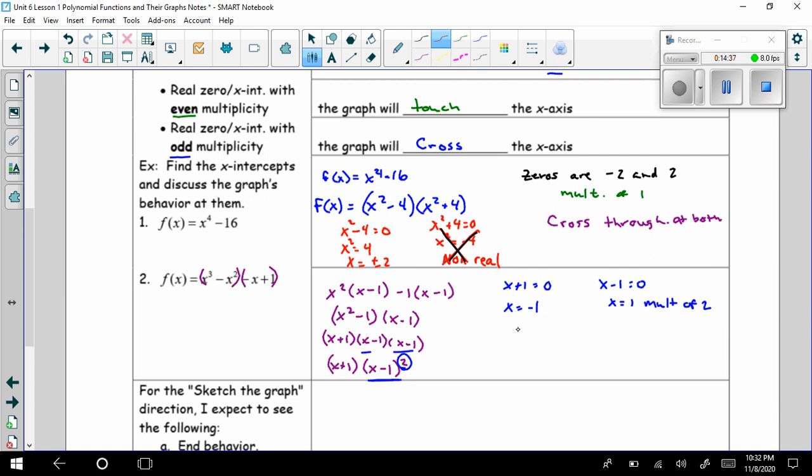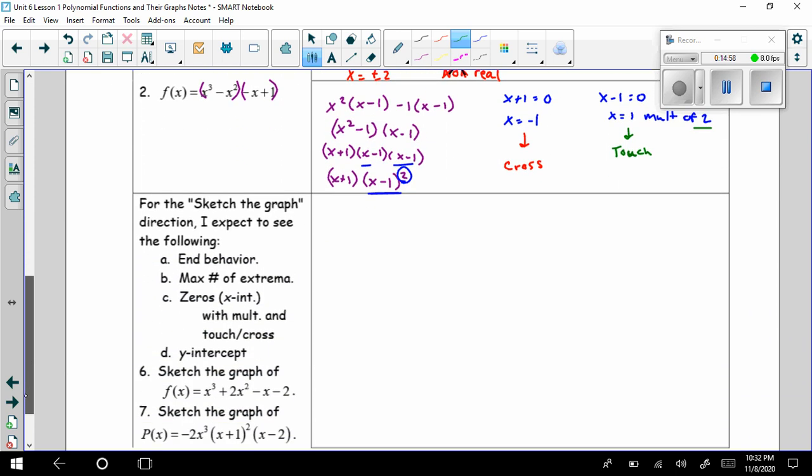All right, so at this 0, it just crosses through because it has a multiplicity of 1, which is odd. But at this 0, because of the multiplicity of 2, it's just going to touch the x-axis at that point and bounce off of it.